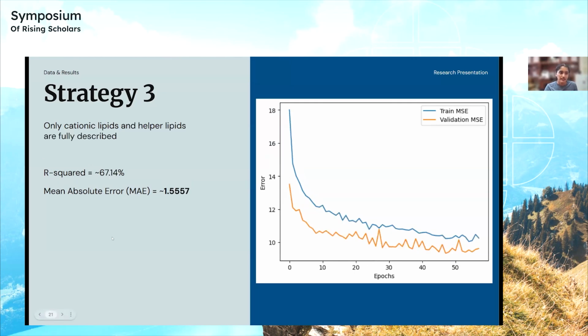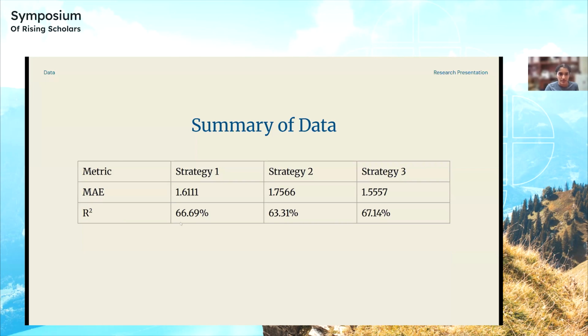Then for strategy 3, the mean absolute error was 1.5, which was the lowest out of all of them. And it also had the highest R squared. And this supported my hypothesis. And just a summary, to put them all side by side so you can see the difference: strategy 1 was 1.6, strategy 2 was slightly higher, and strategy 3 was the lowest of all of them and also had the highest R squared.